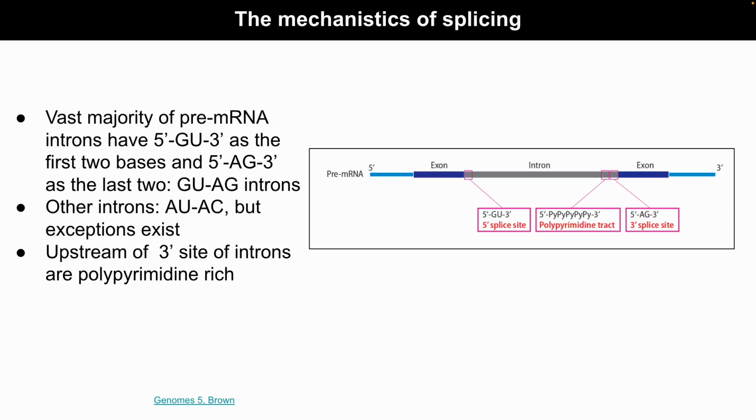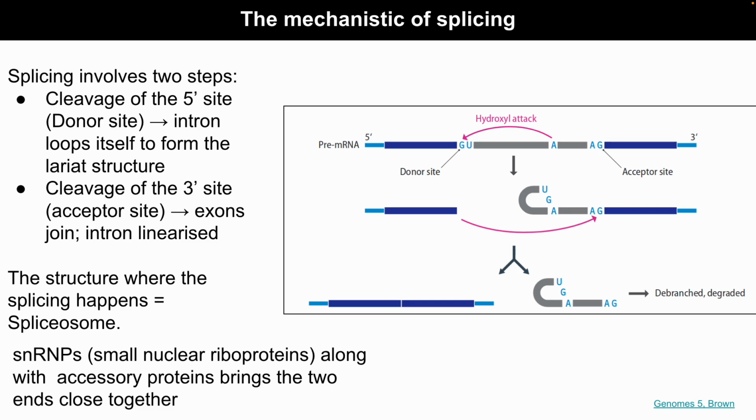Most introns will have this as their first base and this as their last base, and that determines whether you can actually remove them or not, or join them or not. This is what I was talking about. What is the mechanism of splicing? For splicing, you require a donor site and an acceptor site, right?